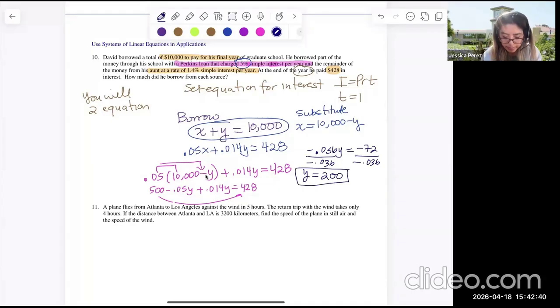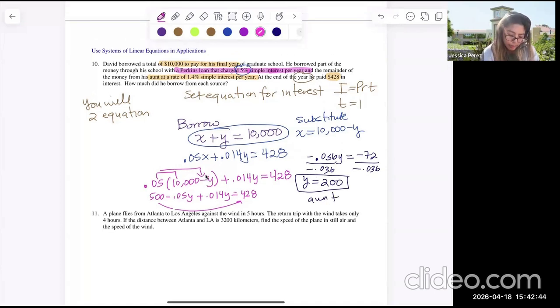That's the amount from his aunt. Now, how much did he borrow from the loan? Well, because you have an equation for x and y, you're going to substitute. You're going to have 10,000 minus y. So x is 10,000 minus $200.